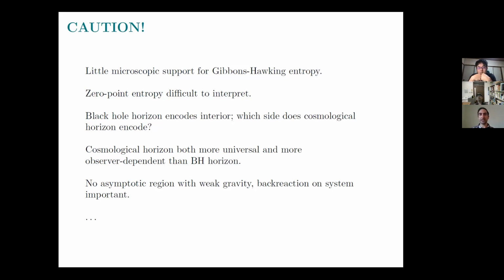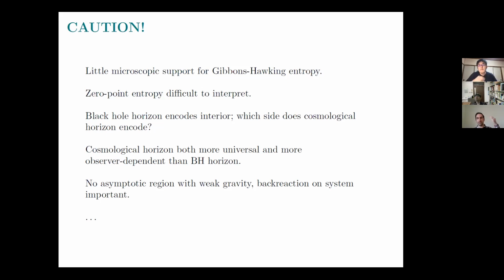The last point I want to make is in these Page curve computations, it's sort of important to have some asymptotic region where you have a ton of space. You can collect radiation and do experiments on it without back reacting and messing everything up. And if you're in asymptotically flat space, you definitely have that. In de Sitter space, you definitely don't have that. Your cosmological horizon gives you sort of a finite patch of space to do experiments. If you try and start collecting radiation from the horizon and doing an experiment, you can easily back react on the system and create a black hole.